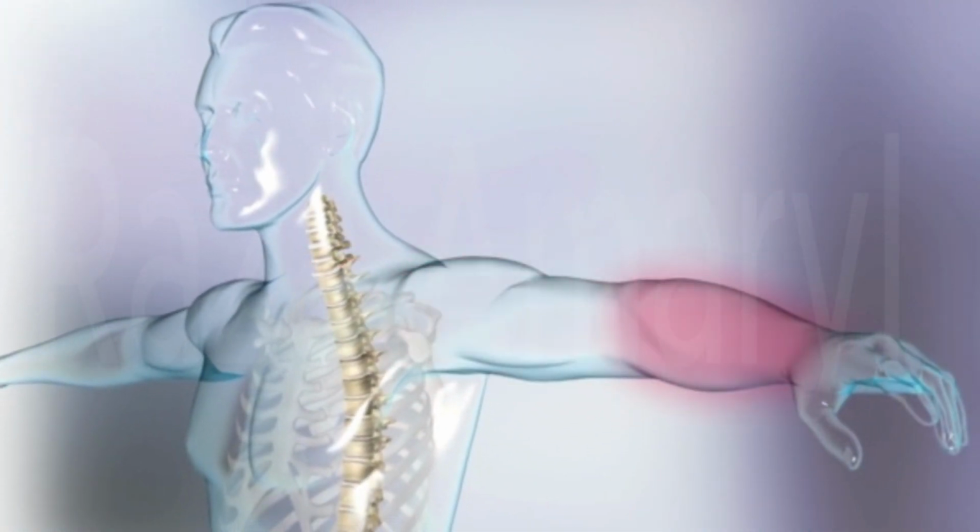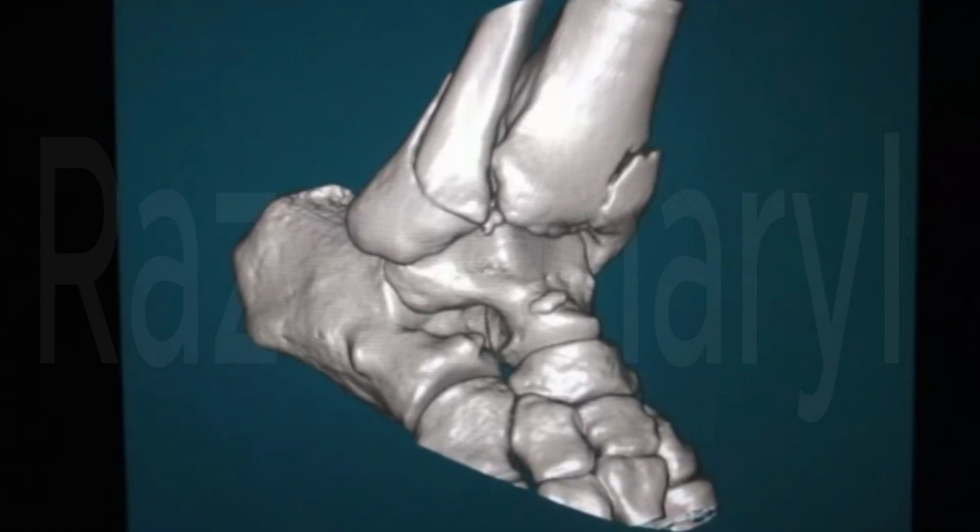There are several common types of bone fractures. Here are a few examples.